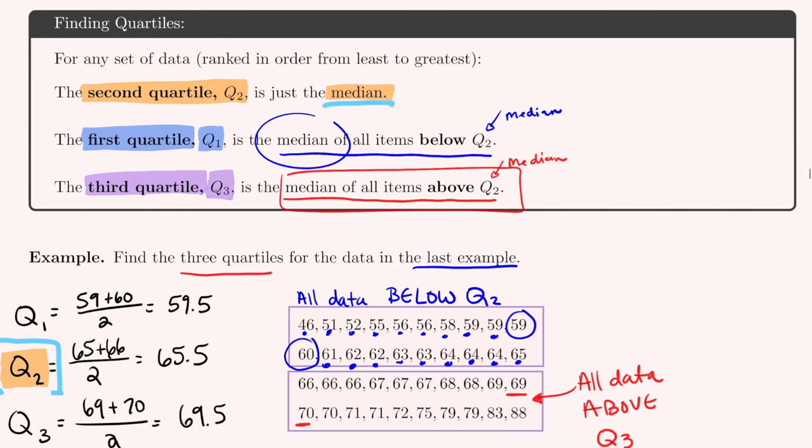Once we've found the second quartile, then that separates the data values into items below and items above. And in those 2 new lists, you just find the median of the items below, and that's Q1, and then the median of the items above, and that's Q3. So whenever you do the quartile problems, remember to start and find Q2 to begin with.